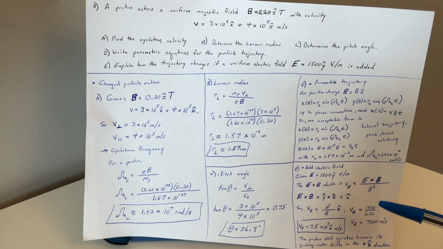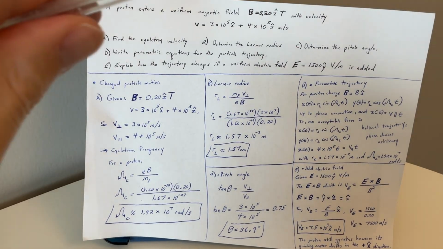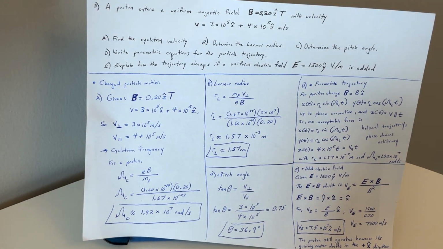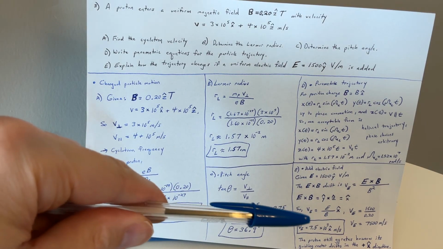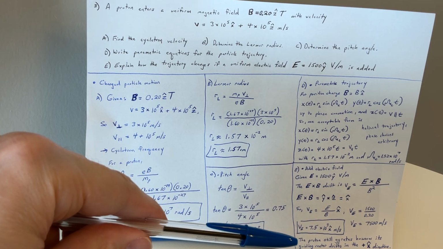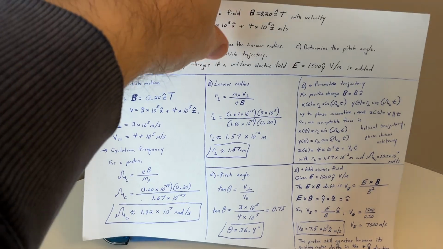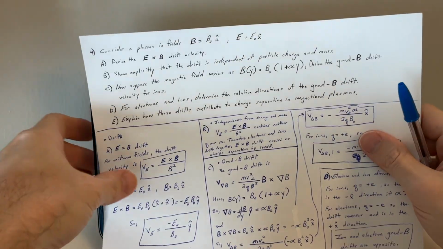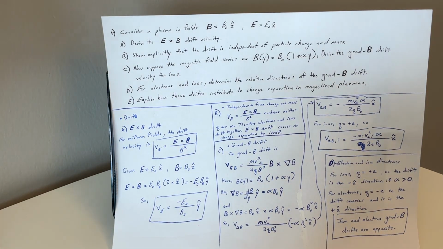So V_E is going to be E over B X hat. And V_E is going to be 1500, which we were given, over what we're given here for our B, 0.20. So we're going to get V_E is 7.5 times 10 to the third X hat meters per second. So what we could say here is the proton still gyrates, however its guiding center drifts in the positive X hat direction. So that's all for number 3. Moving on to number 4.